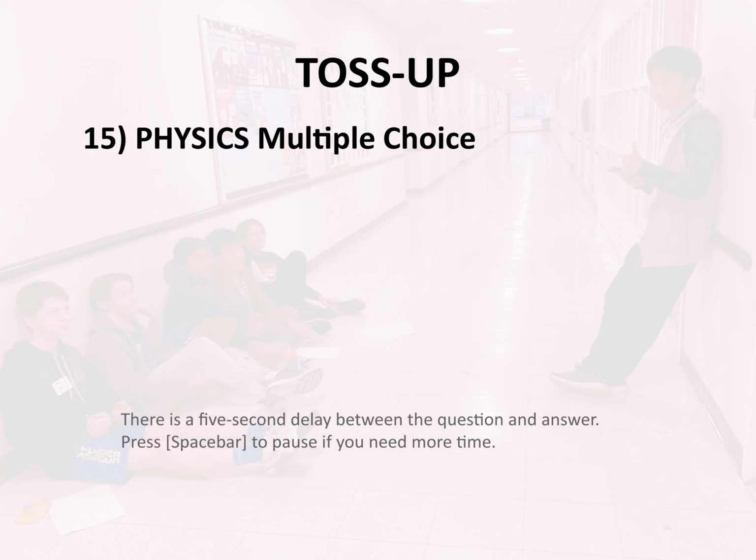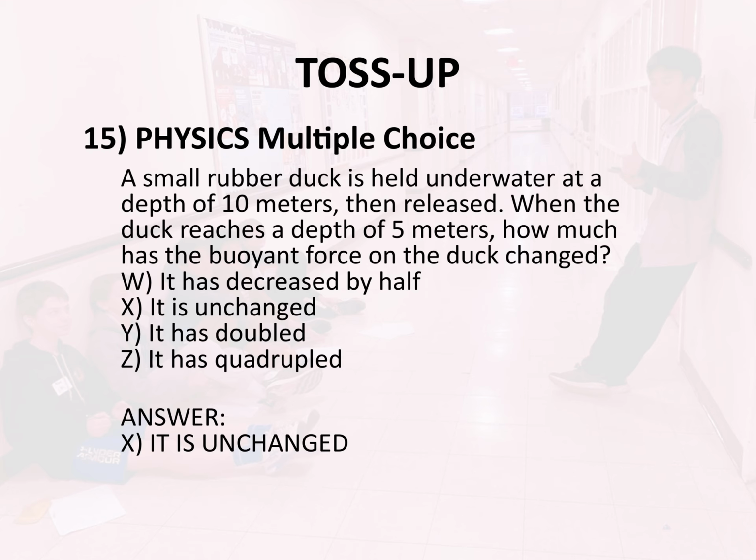Toss-up 15. Physics. Multiple choice. A small rubber duck is held underwater at a depth of 10 meters, then released. When the duck reaches a depth of 5 meters, how much has the buoyant force on the duck changed? W. It has decreased by half. X. It is unchanged. Y. It has doubled. Z. It has quadrupled. Answer, X. It is unchanged.